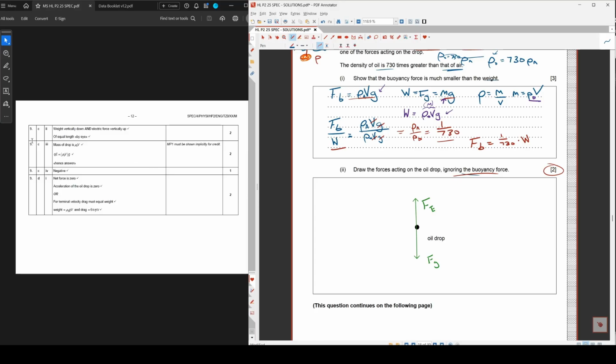We're looking here for the weight vertically down and the electric force vertically up. You get a point if you just identify the two correct forces, and you get a point if you identify that we're in equilibrium here. Those forces are balanced, same length.